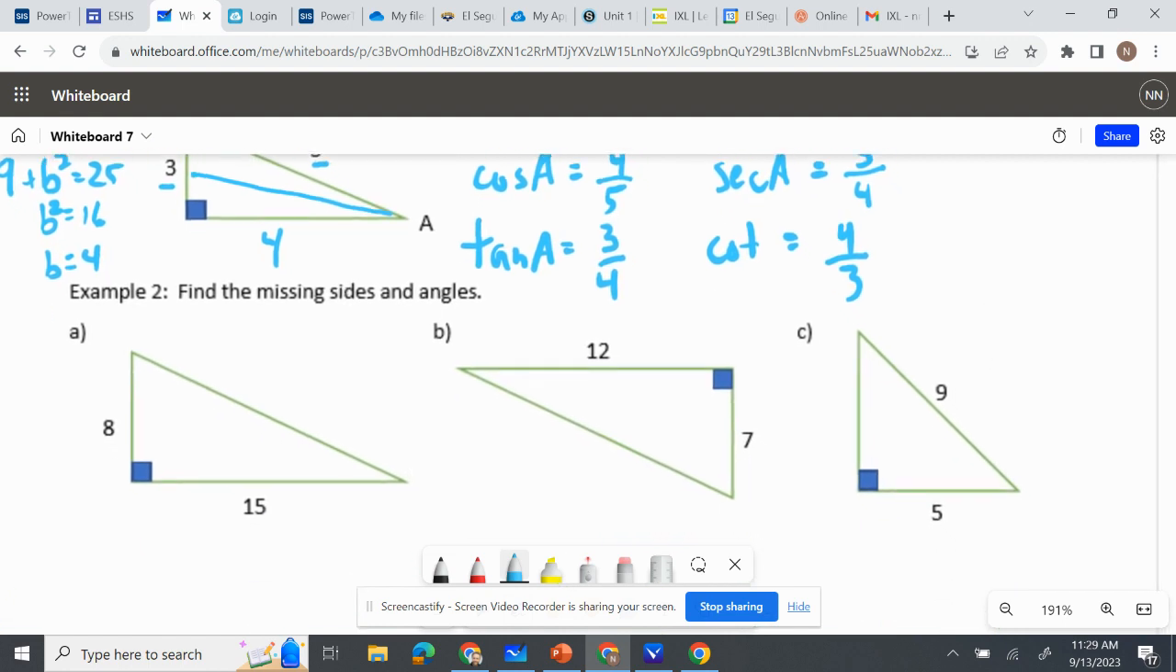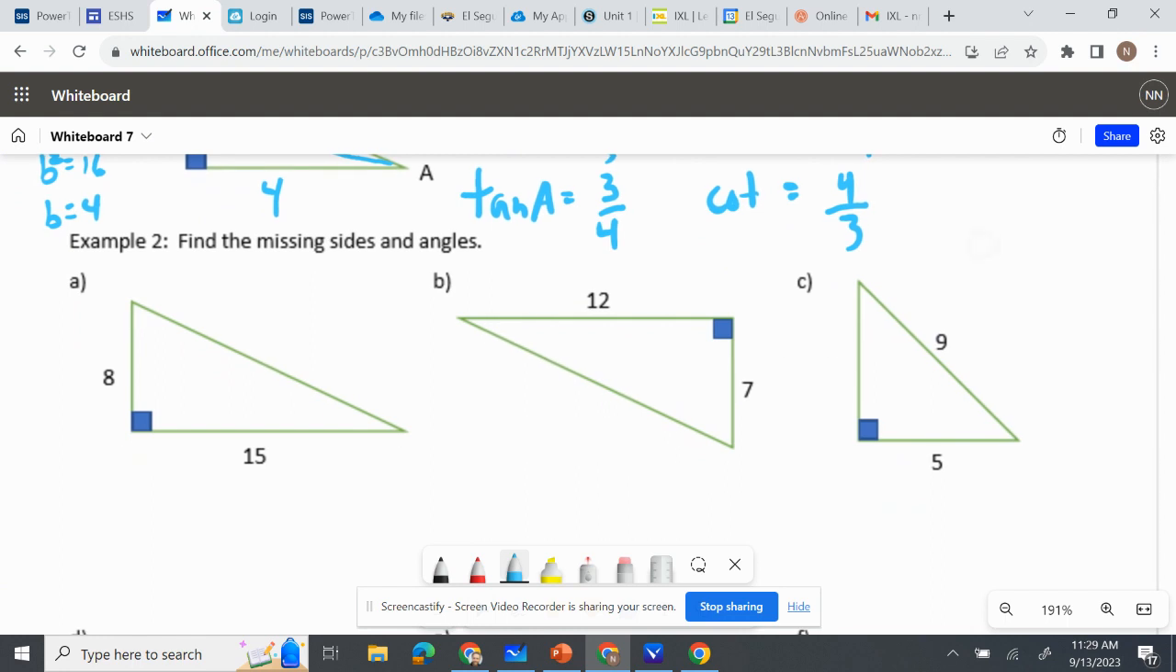Now we're going to look at our triangles, and instead of being given an angle and a side, we're given 2 sides. And we're going to find the missing angles and the missing sides. So with this right here, I'm going to call this one angle A. I'm going to use my opposite side and my adjacent side, and that would be tangent. So I'm going to go tangent of A is equal to 8 over 15.